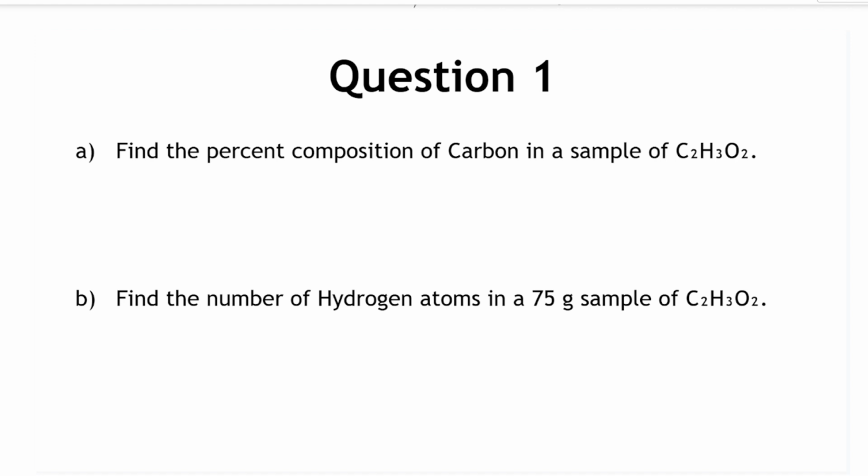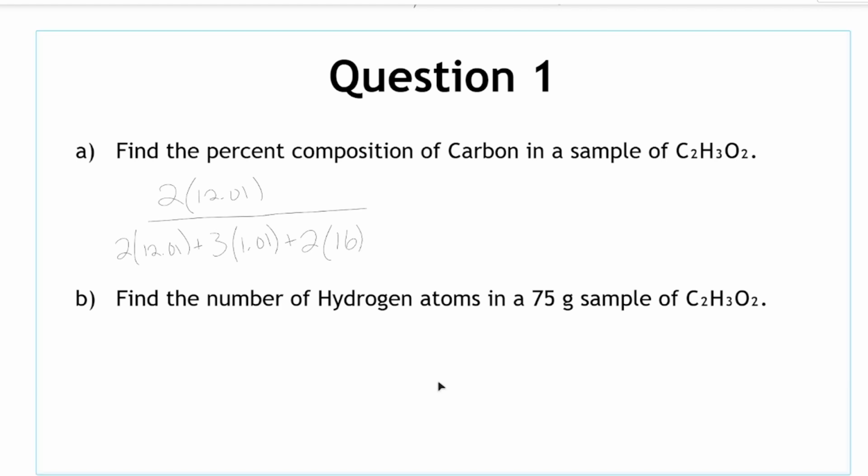So to find the percent composition of carbon in this sample, we first have to find the mass of carbon. Since there are 2 carbon atoms in this compound, we're going to take 2 times the molar mass of carbon over the molar mass of the entire compound, which will be 2 times the molar mass of carbon plus 3 times the molar mass of hydrogen plus 2 times the molar mass of oxygen. And so we find the percent composition of carbon to be about 40.7%.